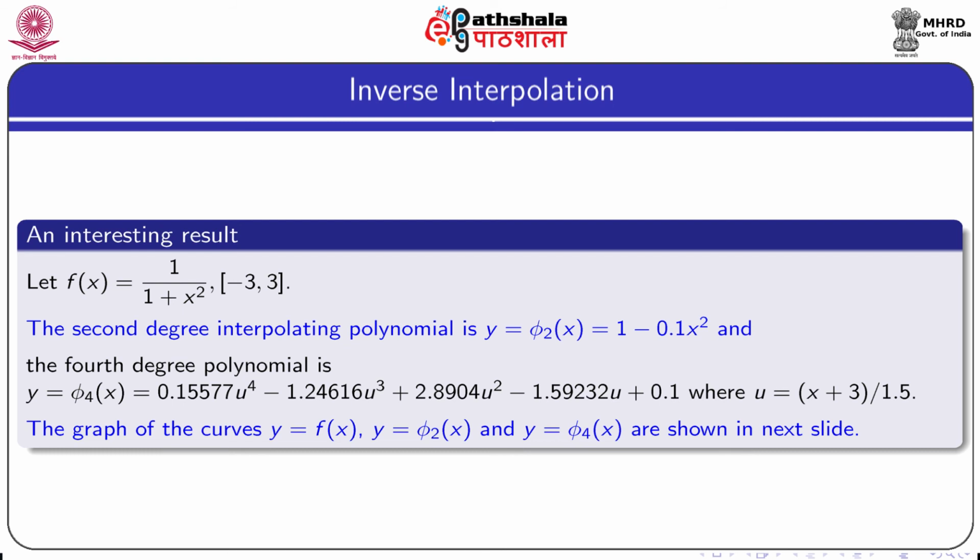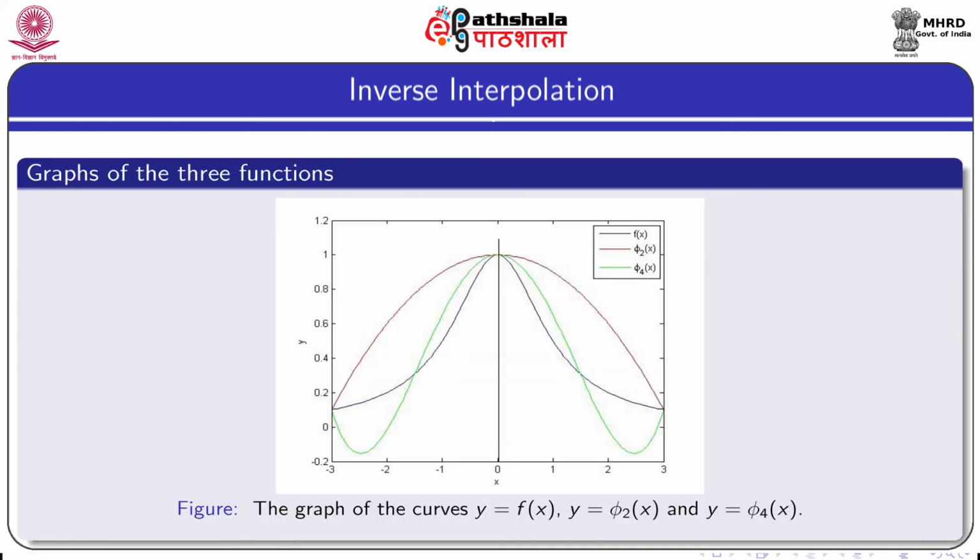The curves of y equal to f(x), y equal to phi 2x and y equal to phi 4x are shown in the next slide. In this diagram, the blue curve represents the function f(x). The red curve, that means the parabolic curve, represents the second degree polynomial phi 2x, and the green curve represents the fourth degree polynomial phi 4x.